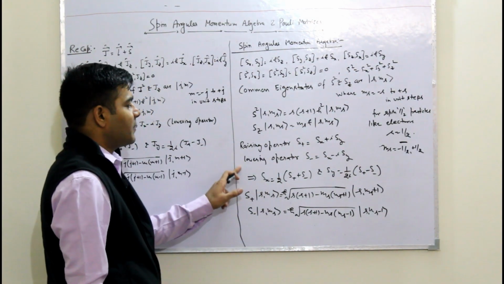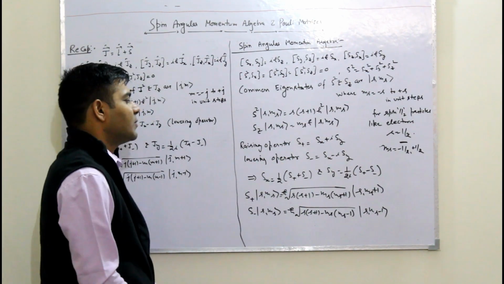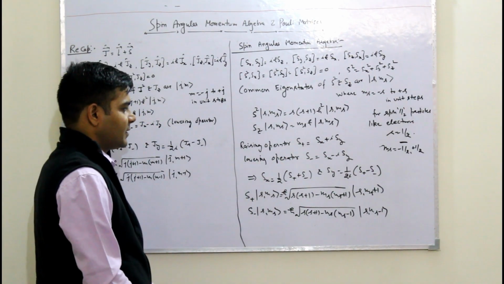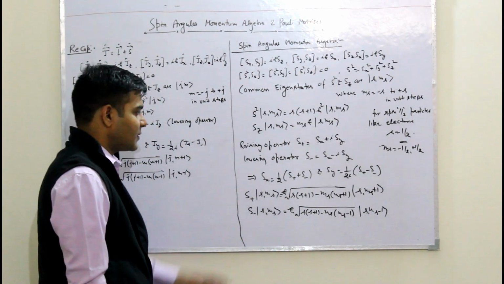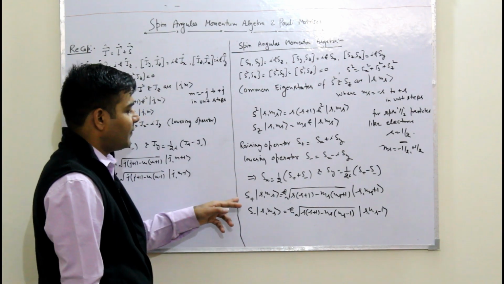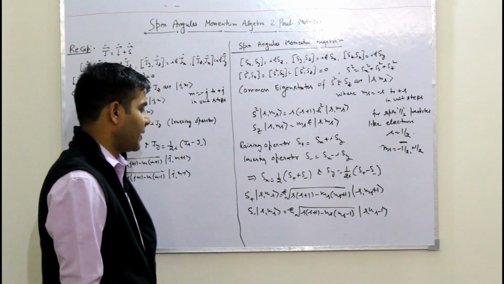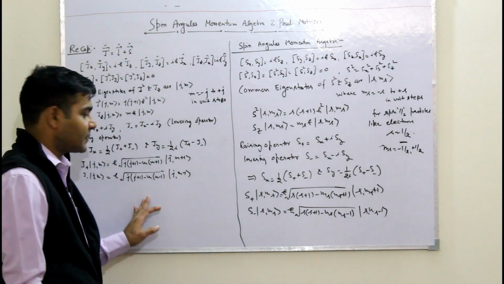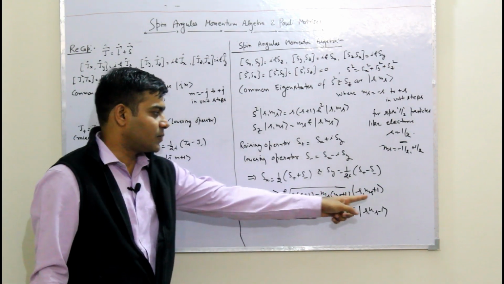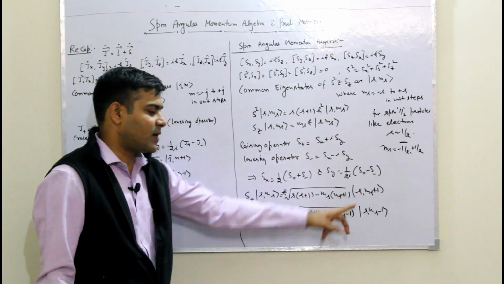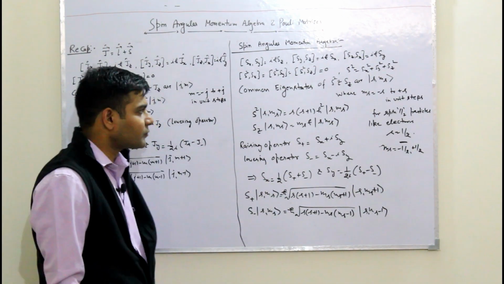Raising and lowering operators can be defined in the same pattern: S plus equals Sx plus iota Sy, and S minus equals Sx minus iota Sy. Similarly, we can find Sx and Sy in terms of S plus and S minus. The action of S plus and S minus on |s, ms⟩ will be given on the same footing as we discussed in the case of capital J. S plus will raise the value of ms by 1 and S minus will lower the value of ms by 1.